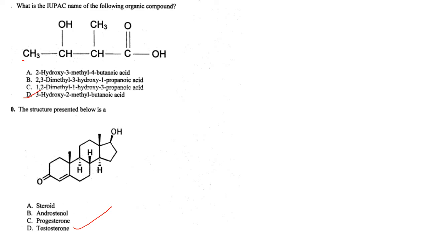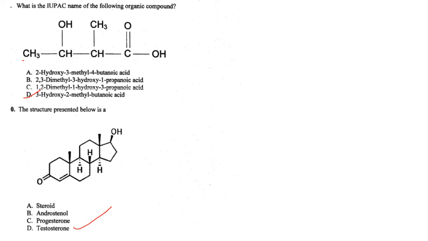Then next one. What is the IUPAC name of the organic compound? We have to start numbering from the carboxylic acid group. Okay, so 1, 2, 3, 4. So 3-hydroxy, 2-methyl, and we have 4 carbon atoms, so it is butanoic acid. So answer is option D. I have to start numbering from the carboxylic acid side, according to the IUPAC nomenclature system.